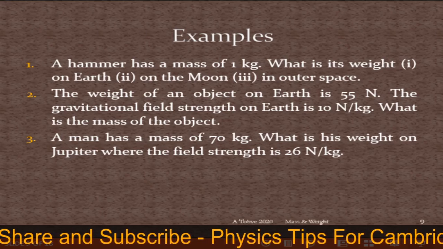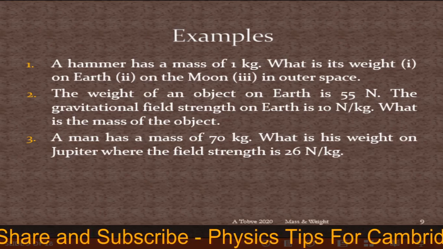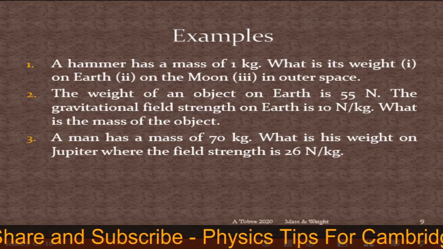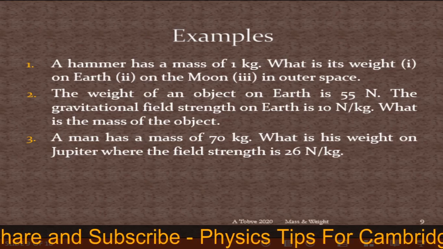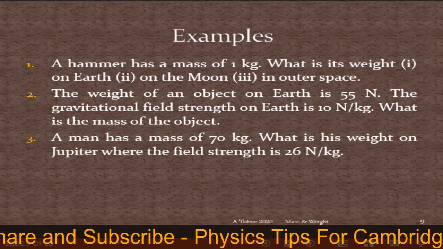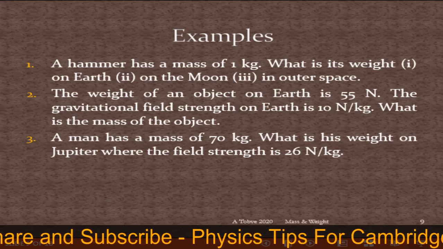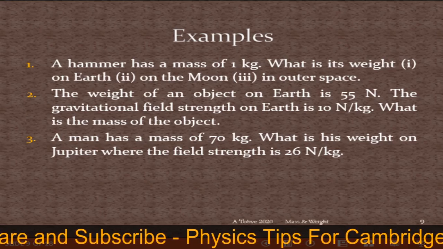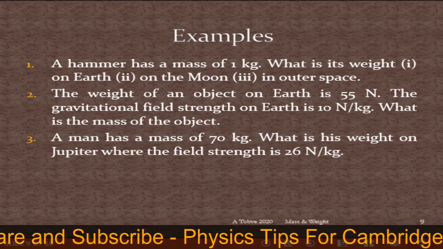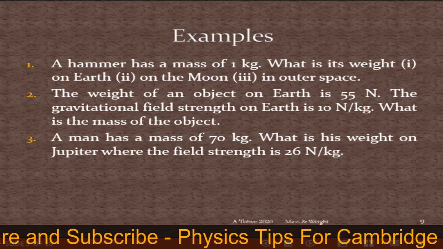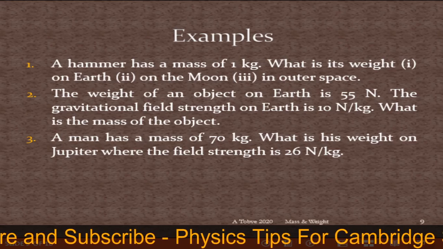So the first one, on Earth, we said that W is equal to mg, where W is the weight, m is the mass, and g is the gravitational field strength. The gravitational field strength on Earth is 10 newtons per kg, which means that every kg on Earth is acted upon by 10 newtons due to the Earth. So the weight becomes mass times the gravitational field strength, which is 1 times 10, which is 10 newtons.